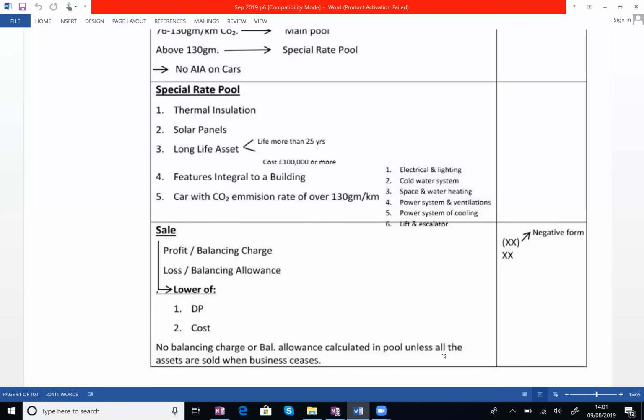If your asset has private use and you are selling it during the accounting period, then you can calculate the balancing charge or allowance. But in the pool, do not calculate the balancing charge or allowance until your business is ceased. Okay. Now all these things we will apply in the question. I am sending you a question named Julia. Please wait a minute.